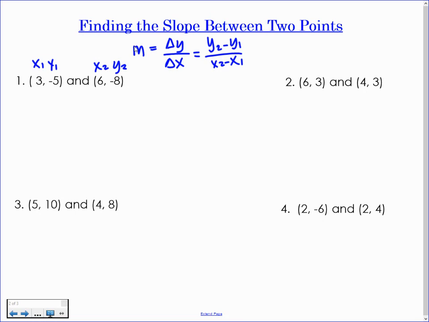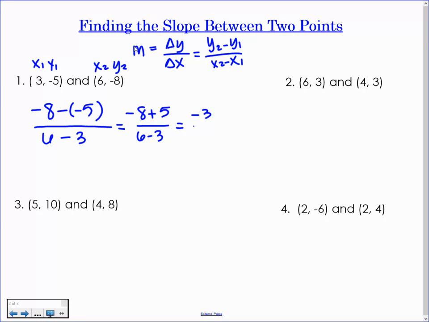And now we find the differences of the y's over the difference of the x's. So we have -8 minus -5, so y2 minus y1, over x2, which is 6, minus x1, which is 3. So we know that minus a negative is the same thing as addition. So we have -8 plus 5 over 6 minus 3, which will give us -3 over 3. So that means that this is our slope. But that can be reduced a little further. So we can say -3 over 3 is the same thing as -1 over 1.